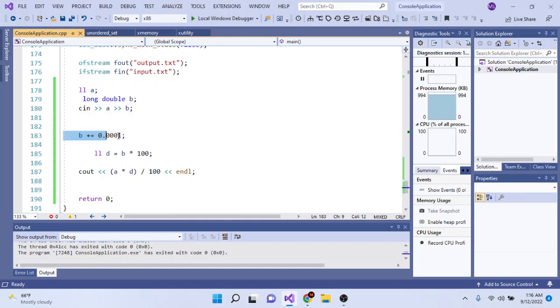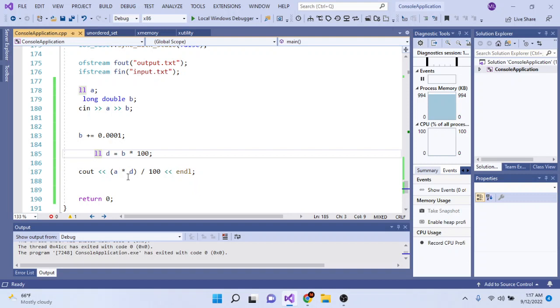When you take your decimal part, you add to it any random garbage value, like 0.001, that has a decimal value. Then you multiply by 100 and cast it. Here LL is a long. So we take our decimal value, multiply by 100, and cast it to a long, so that it gets truncated.